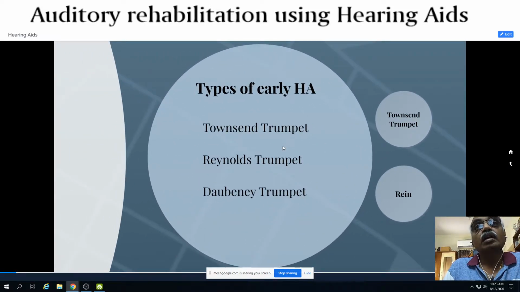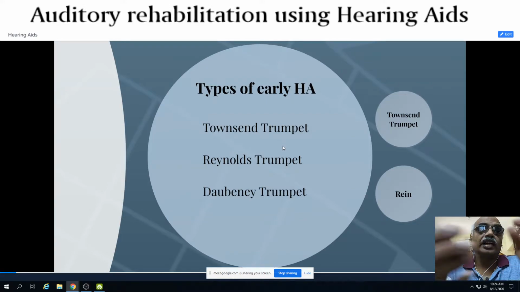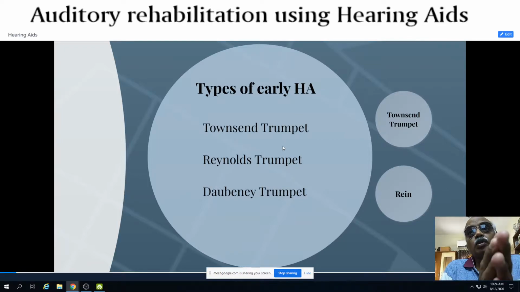And then Reynolds was another person who designed another trumpet, and all these trumpets were just minor variations of Townsend's trumpet. And Daubney's trumpet was supposed to be a little bit portable because it was a collapsible trumpet. You can pull and push it something like a telescope. When it is closed, it becomes smaller. When the person wants to use it as an aid, all he has to do is pull the trumpet, and it becomes bigger. So it was a little bit portable. They need not carry a big trumpet.